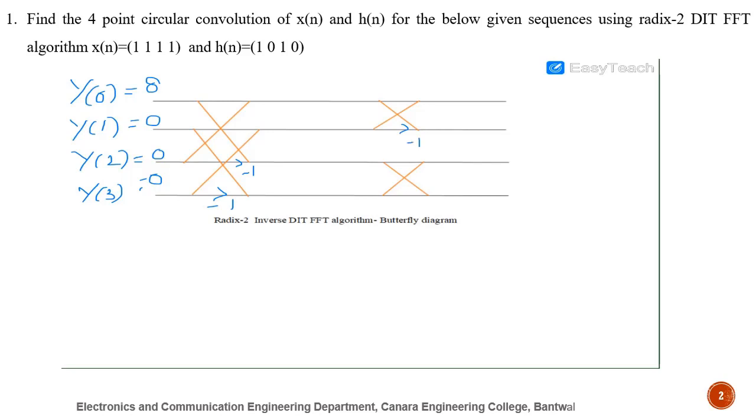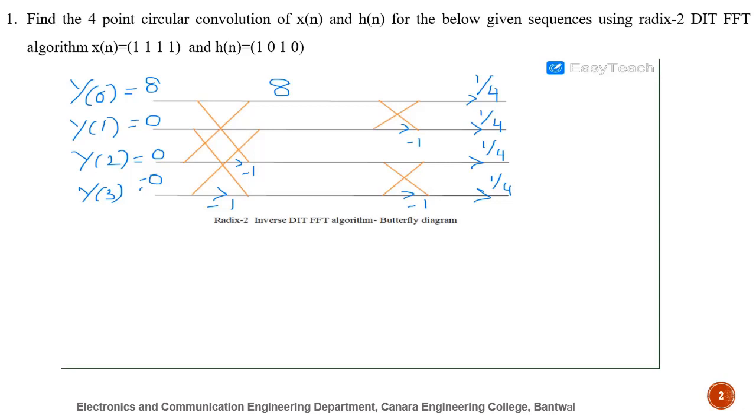Minus 1, minus 1, and this needs to be divided by n. It is a 4 point, so 1 by 4, 1 by 4, and this also has to be divided by 1 by 4. So let us trace this butterfly diagram. This is 8, this is 0, so I get this as 8.